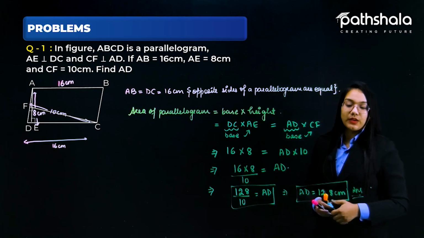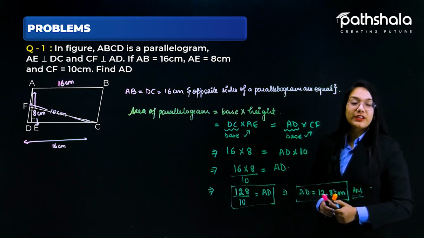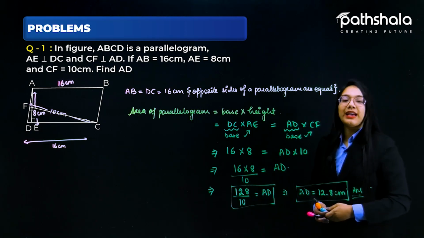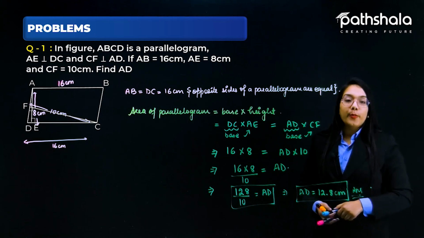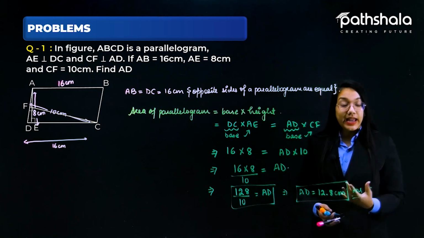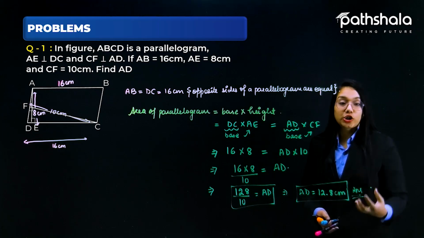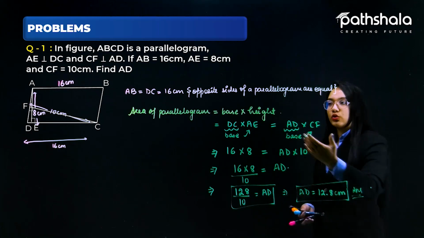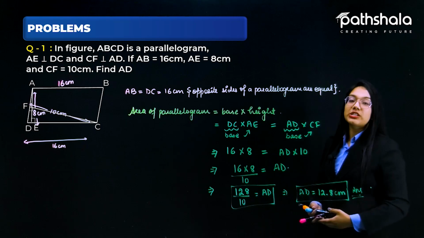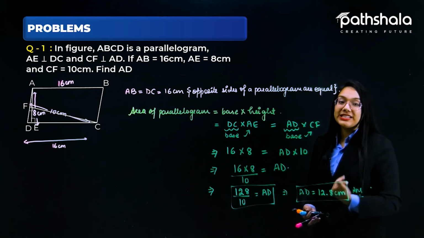And this is exactly what we have to find out in this particular question: what is AD? AD is equal to 12.8 centimeters, using the concept of the area of a parallelogram being equal to the product of any of its sides and the corresponding altitude to it. So this is the area of a parallelogram, which can also be written as base into height.